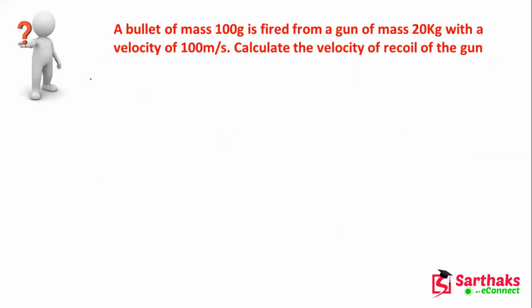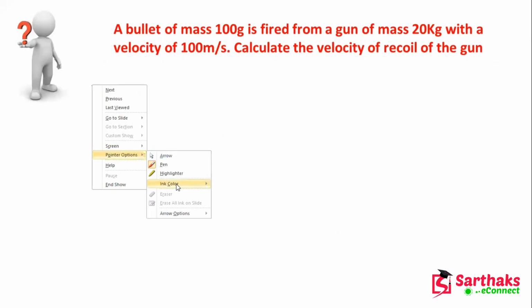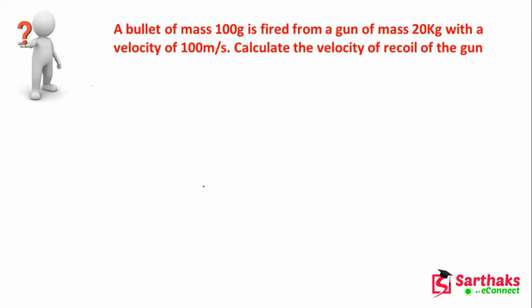Okay. Next, let's solve this one. Before that, I am changing the ink color. Here, the mass of the bullet equals 100 gram. If you change this into kg, then this will be 0.1 kg. The mass of the gun equals 20 kg.